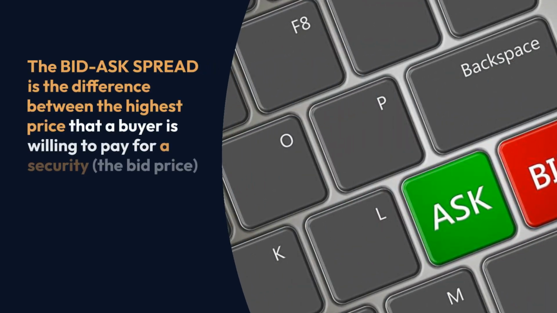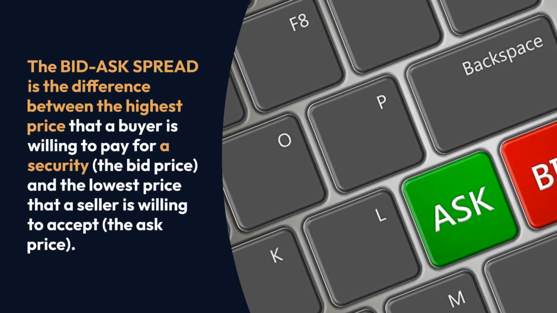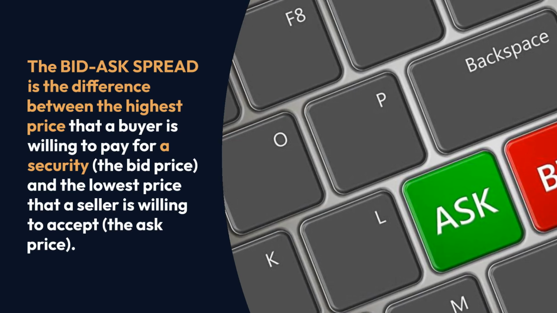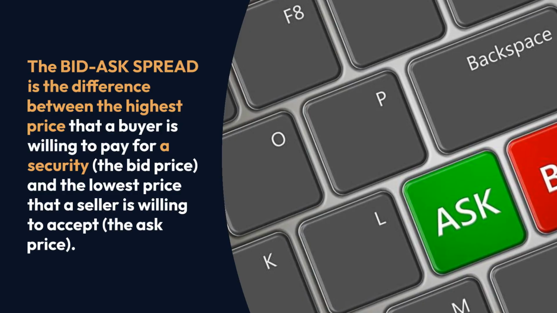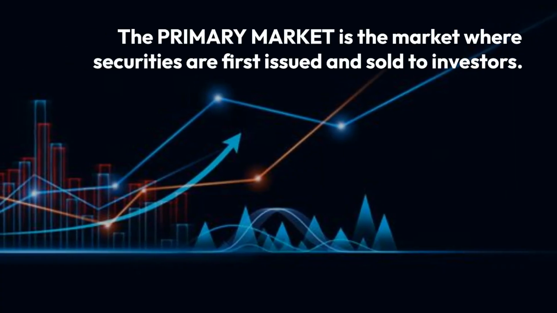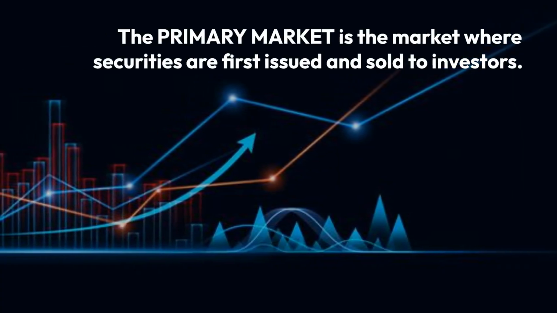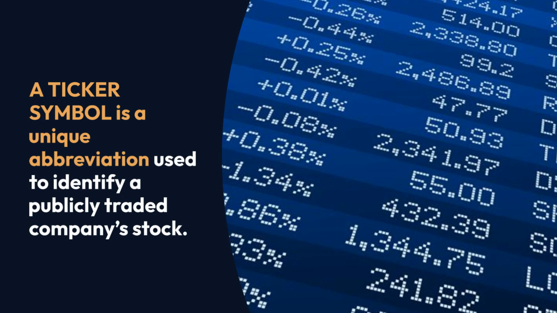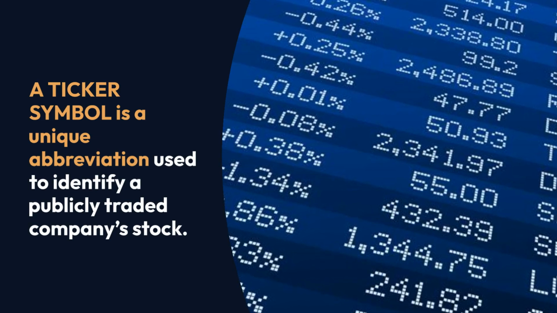The bid-ask spread is the difference between the highest price that a buyer is willing to pay for a security, the bid price, and the lowest price that a seller is willing to accept, the ask price. The primary market is the market where securities are first issued and sold to investors. A ticker symbol is a unique abbreviation used to identify a publicly traded company's stock.